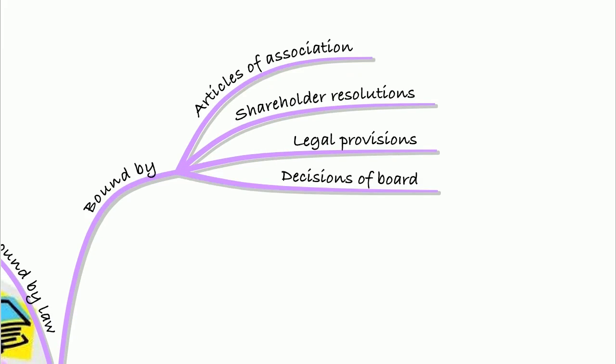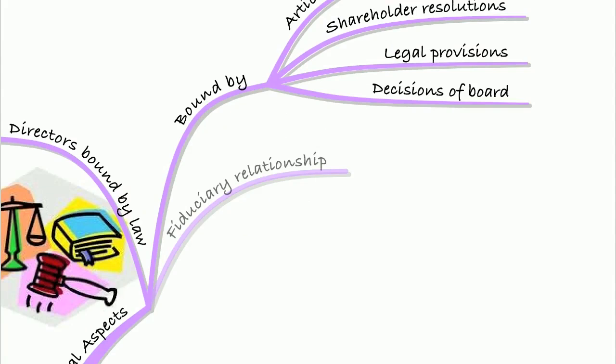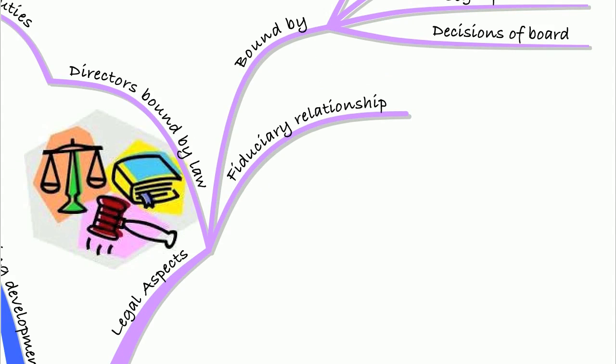Also, there'll be decisions made by the board that will be binding upon the directors. So once those decisions are made and the majority on the board approves them, that means that is what is going to happen, and the directors are bound by that decision. Remember, this is another example of a fiduciary relationship.